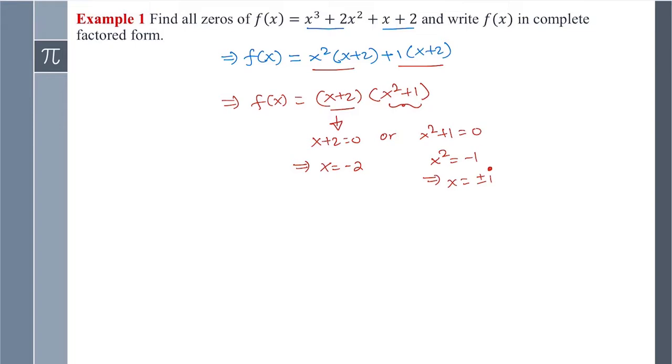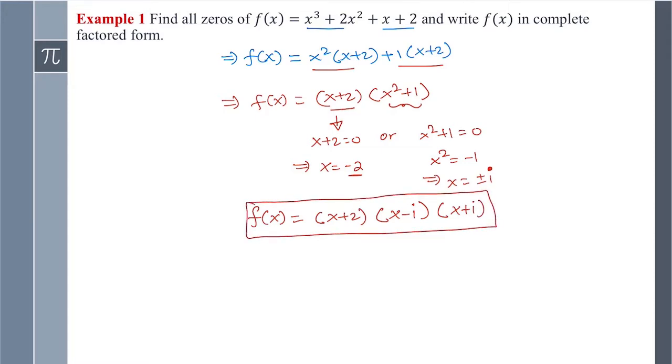So that means we can write the factors of this polynomial as f of x equals, so if negative 2 is the zero, then the factor is x plus 2. And if i is the zero, then the factor is x minus i. And if negative i is the zero, then the factor is x minus negative i, which means x plus i. So this polynomial is written in factored form. We have a degree 3 polynomial, so we got 3 linear factors, and then we can write the polynomial in the factored form.